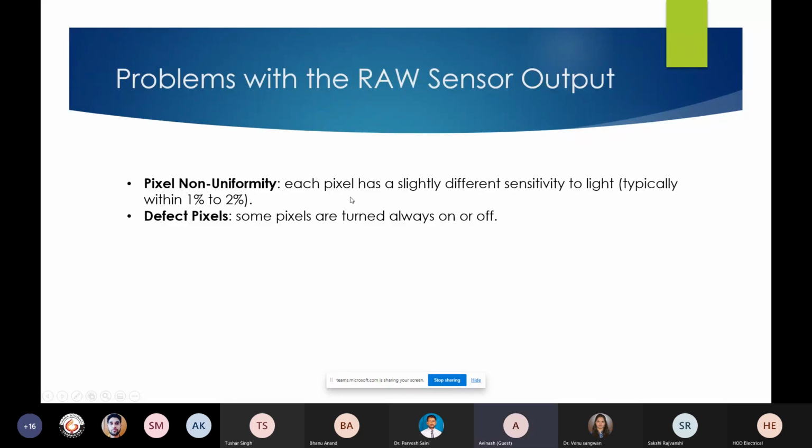Some other common artifacts that a sensor can introduce are pixel non-uniformity and defect pixels. Defect pixels generally happen when there's some fault in some of the photodiodes on the sensor plane, where some of them are always turned on to a very high or saturated value, or are turned off all the time.